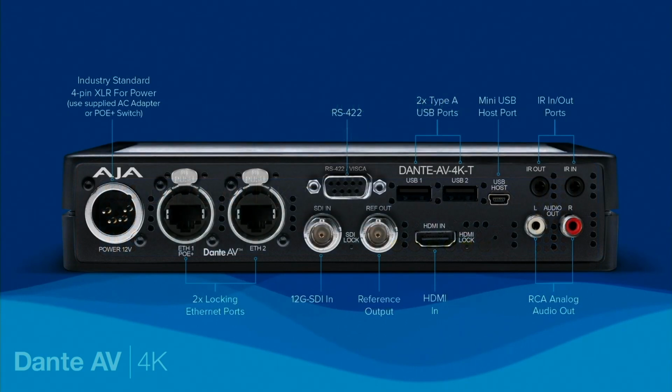So here's the business end, and I'll just walk you through some of it. There's 4-pin XLR power, it's 12-volt DC powered, standard stuff that you're going to find on any set, any environment. There's 2 locking Ethernet ports. One of them is in use right now. The second one is for future use. The one that's Ethernet 1 also provides power over Ethernet, which we're going to talk about.